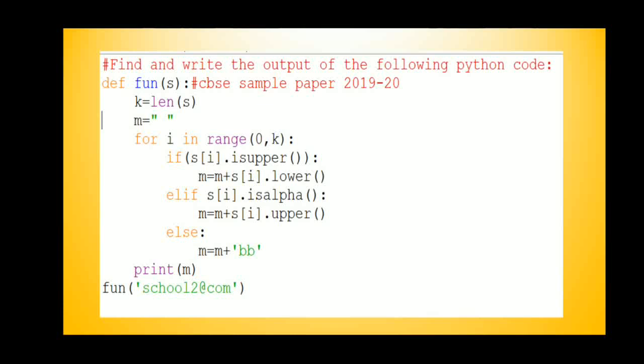Here one function is given. The name of the function is fun. And at the last line, the function is being called with an input that is school12@com. The total input is given in lowercase letters. So you have to find out the output for this. Okay, so let's discuss it in the next slide.